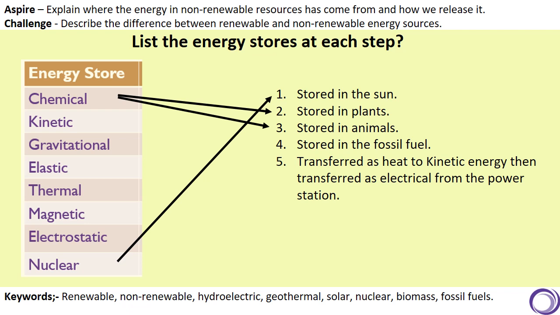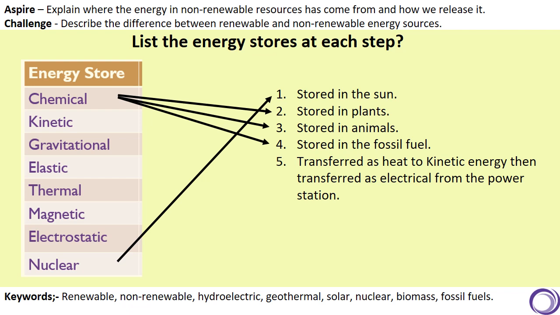Then the animals die, get buried deep underground, and the energy is stored in the fossil fuel. And again, that's stored as chemical energy. Then we burn the coal, and as we burn the coal, we get kinetic energy, which is the turbine, the way that you get the energy from the steam, turning a turbine that can then turn a generator. This links into electricity lessons later on. And then that's transferred as electrical.